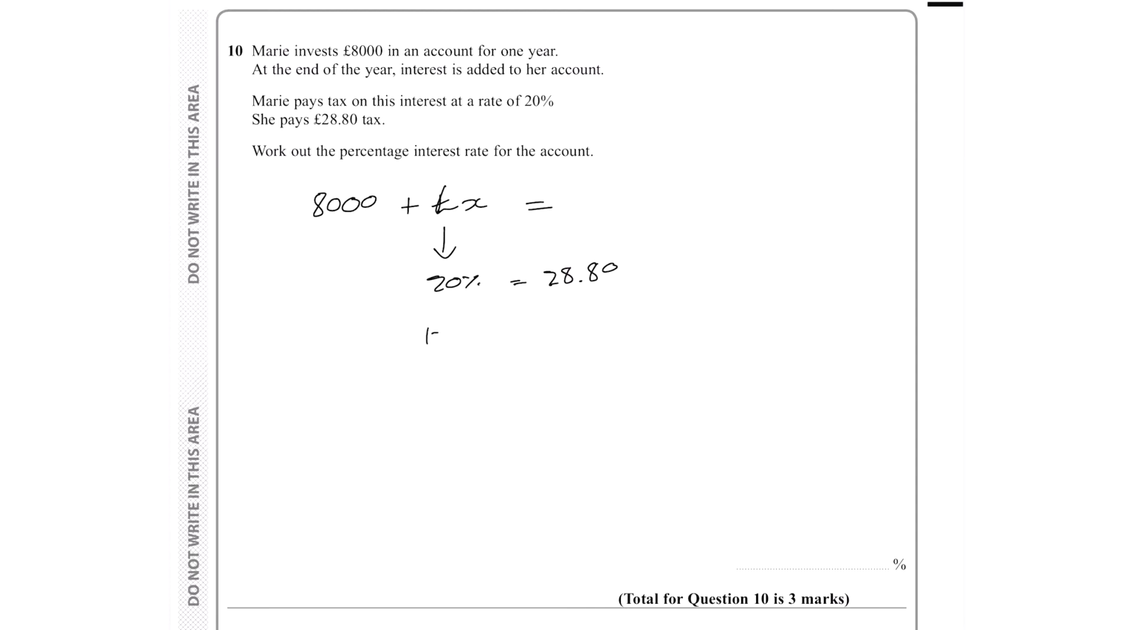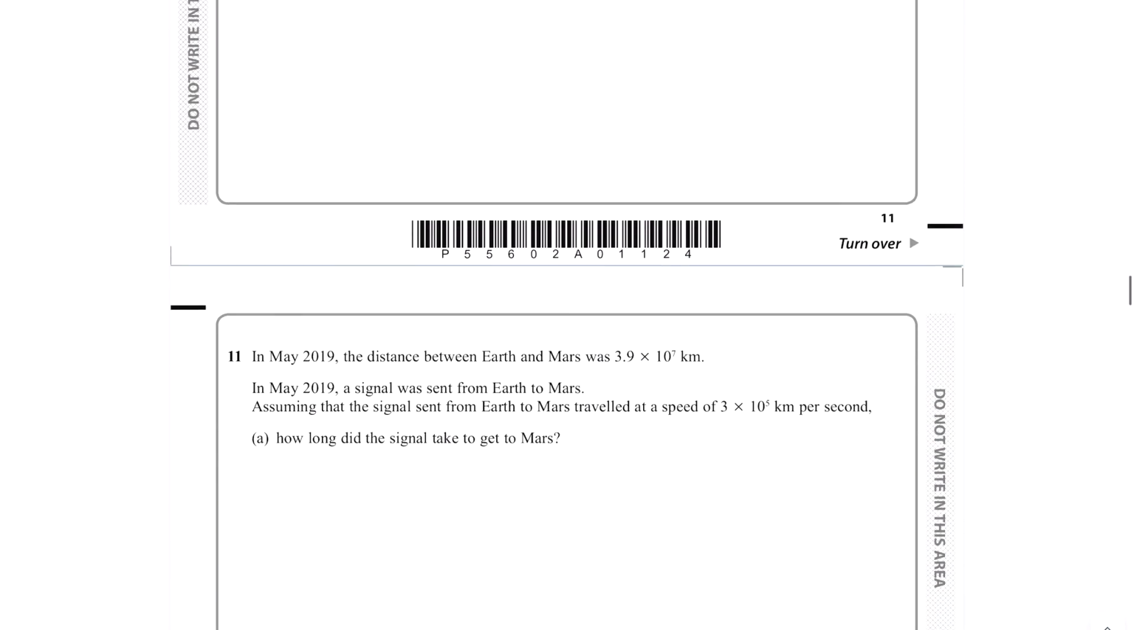So that means 100%. So if I times both sides by 5, it's going to be 144. So this amount here is 144. So if you do 8,000 plus 144, you get 8,144. And then if you do 8,144 divided by 8,000, you would get an answer of 1.018. So moving on to question 11.